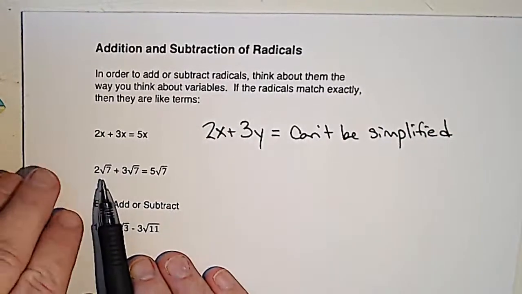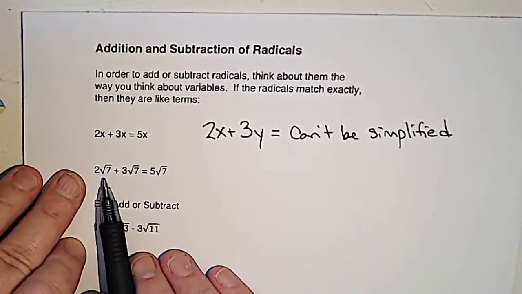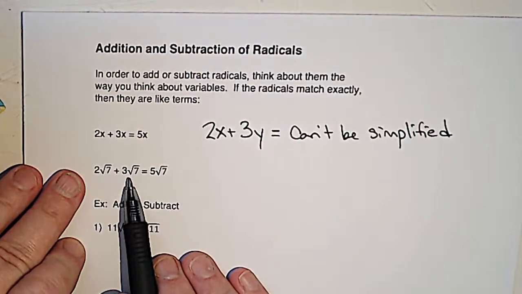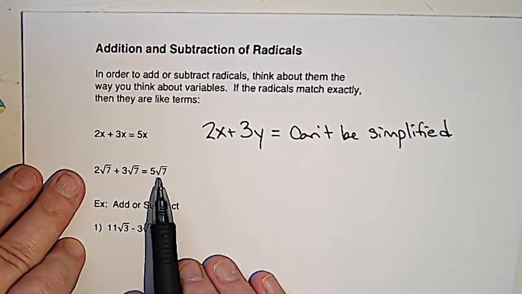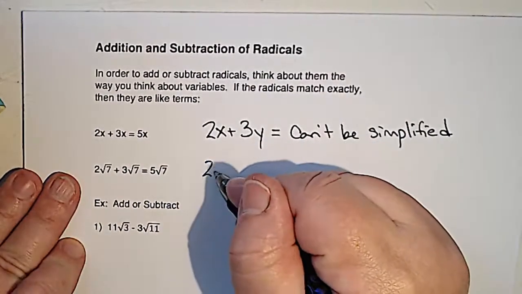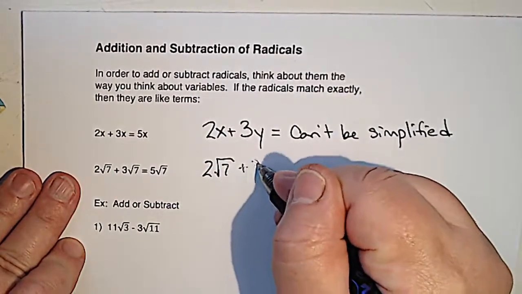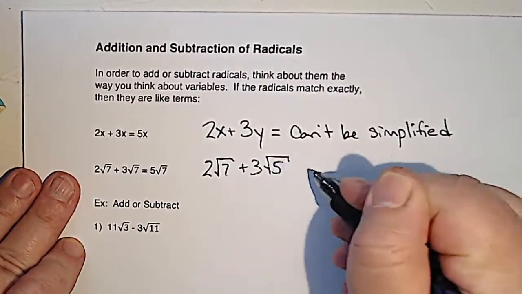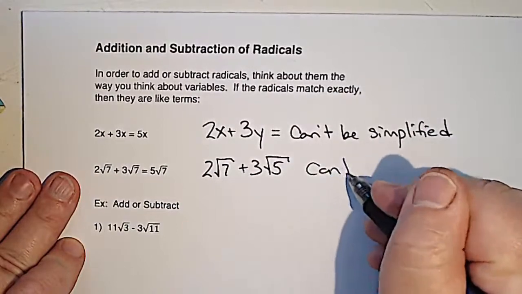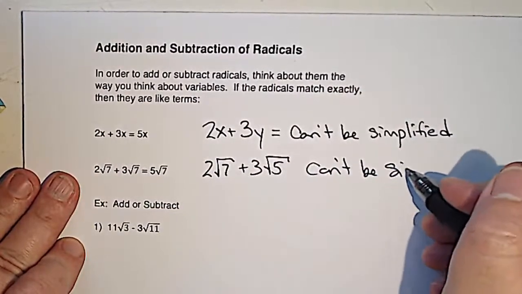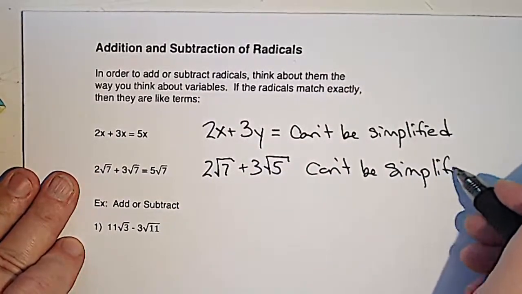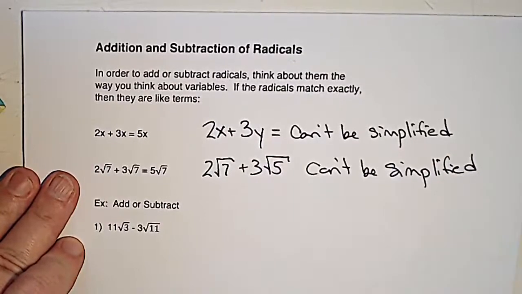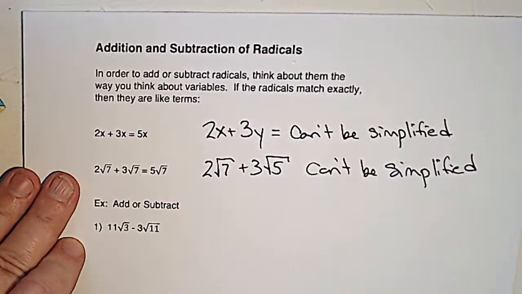So notice here, this is what matching looks like. 2 radical 7 plus 3 radical 7 equals 5 radical 7. 2 radical 7 plus 3 radical 5 can't be simplified. Kind of woohoo? Basically, the radicals all have to agree.